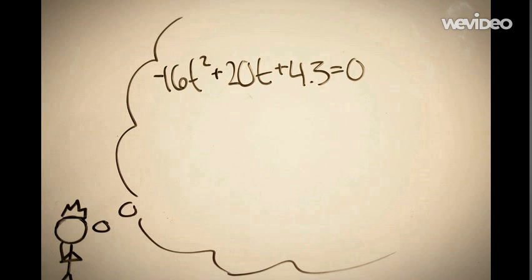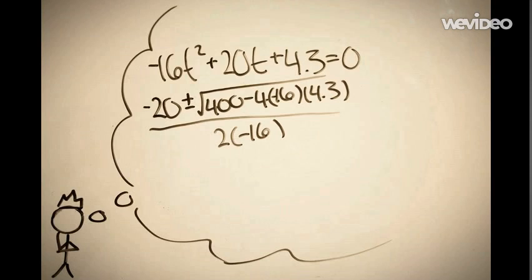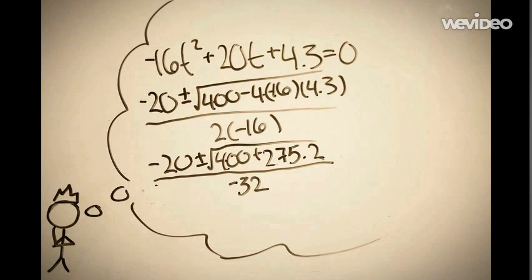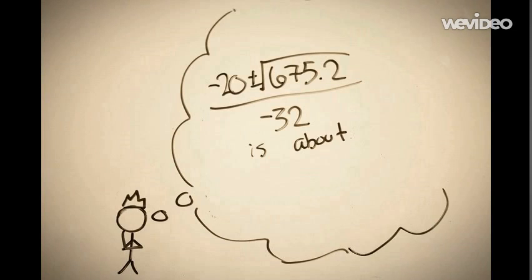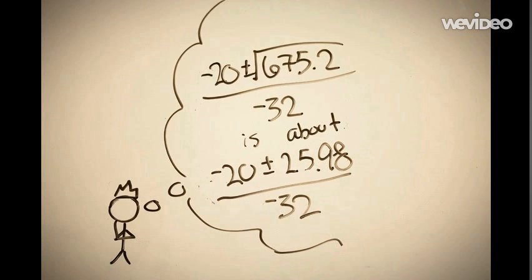On the ground. And then you get negative 16t squared plus 20t plus 4.3 equals 0. You plug that into the quadratic formula, you get negative 20 plus or minus the square root of 400 minus 4 times negative 16 times 4.3, over 2 times negative 16, and then you get negative 20 plus or minus the square root of 400 plus 275.2 over negative 32. Then you simplify that and you get negative 20 plus or minus the square root of 675.2 over negative 32, which is about negative 20 plus or minus 25.98 over negative 32.